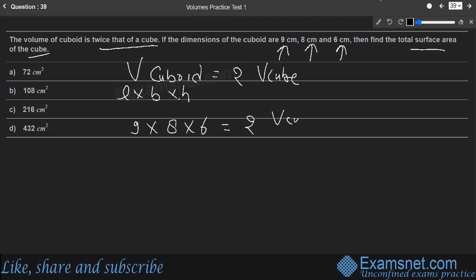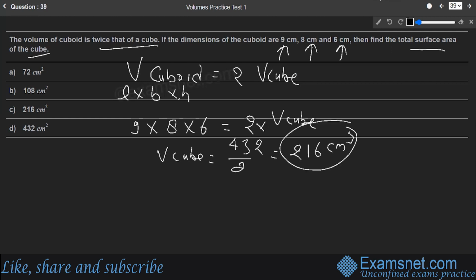Okay, so we can easily find the volume of the cube this way. 9 into 8 into 6 is 432, so it comes out to be 432 by 2, which is nothing but 216 centimeter cube. So that is the volume of the cube. He wants us to calculate the total surface area of the cube.